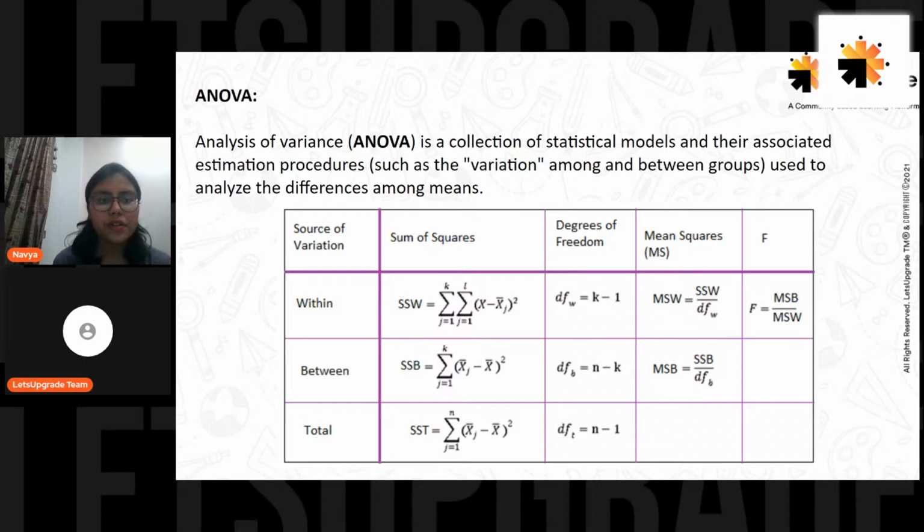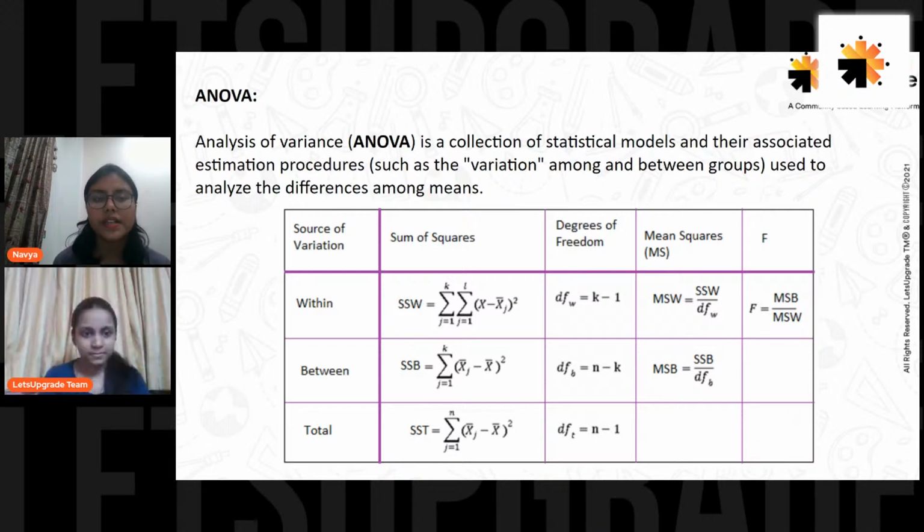Now coming to your ANOVA. So what I'm talking about is basically this. So these are the tests that we perform. I'll give you a very good example of ANOVA later on. Just to give you a brief idea, what happens in ANOVA basically. ANOVA is basically analysis of variance. That is the full form of ANOVA. Analysis of variance is a collection of statistical models and their associated estimation procedures, such as the variation among and between groups, used to analyze the difference among means.